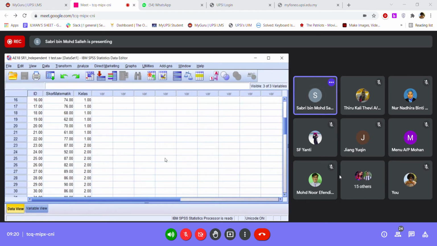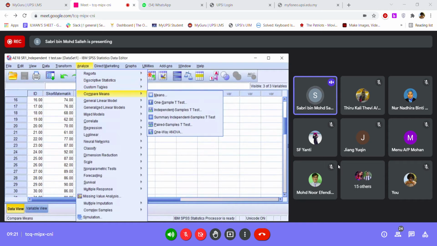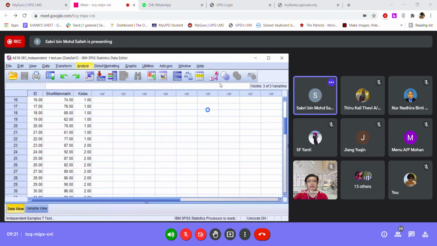Okay, sekarang ni we're gonna run the t-test. Ingat screen by screen is with you, so you don't have to copy this one lah, pasal dah ada kat you. Okay, you run analyze, compare means, independent samples. Boleh ikut tekan ya? So tekan independent samples.